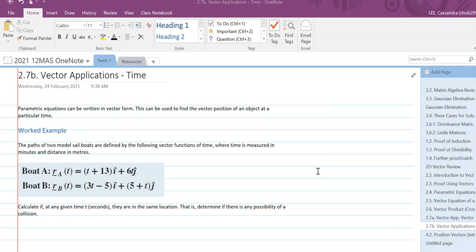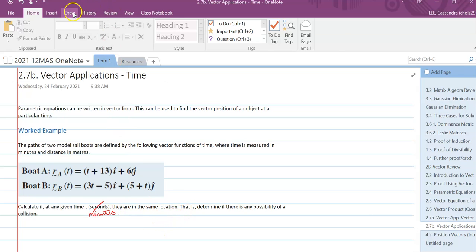So let's have a go at this question here. The paths of two model sailboats are defined by the following vector functions of time, where time is measured in minutes and distance in meters. Calculate if at any given time they are in the same location, that is, determine if there is any possibility of a collision. Okay, so the question here, first of all, time is measured in minutes, but it's then also telling us to calculate time in seconds, so I think that's a little bit confusing. So what we might actually do, we might just scrap that, and we might just say that that's going to be in minutes as well.